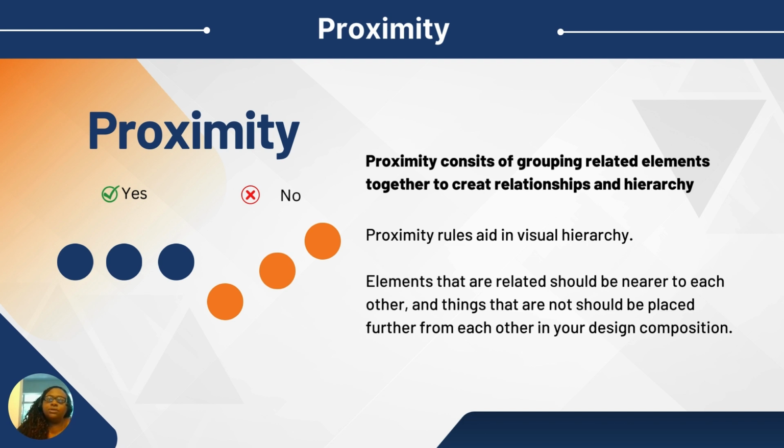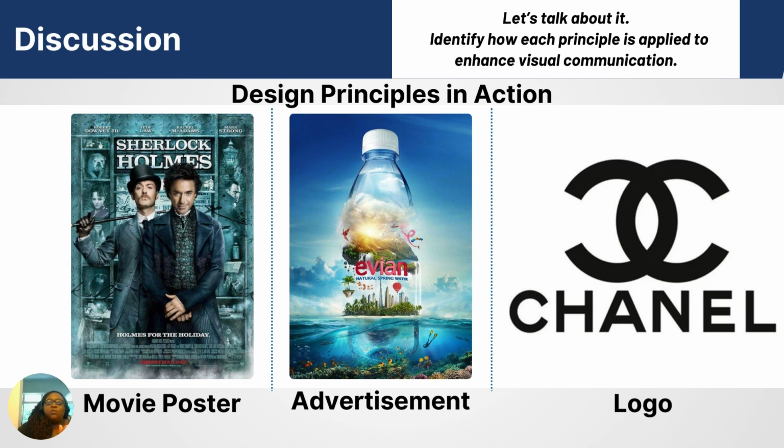All right, so let's talk about it. Identify how each principle is applied to enhance visual communication. So I have three samples here. One is a movie poster, one is an advertisement, and then one is a logo. Let's start with the movie poster. So our movie poster here on the left is a poster of the Sherlock Holmes movie. And there are a couple things that I want you to think about as we go through this.